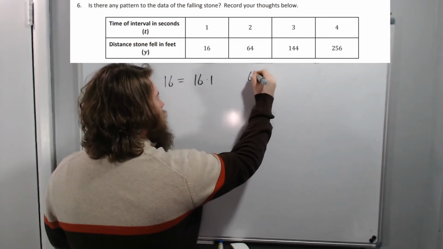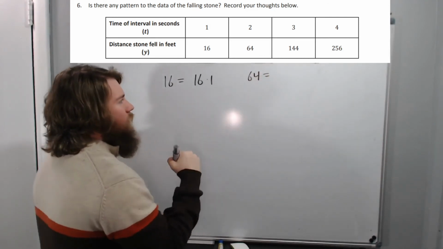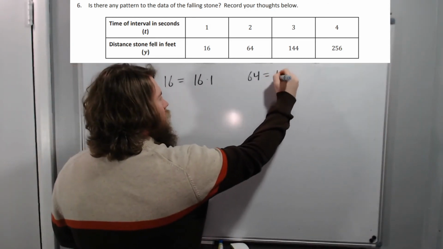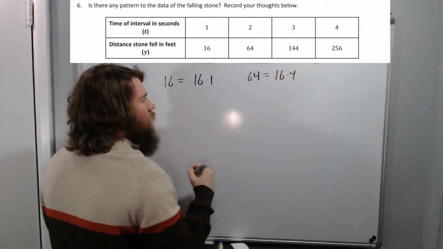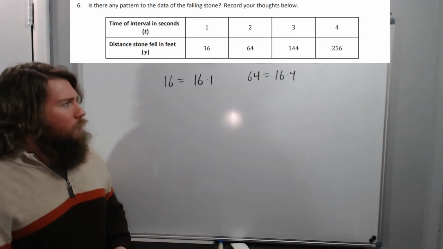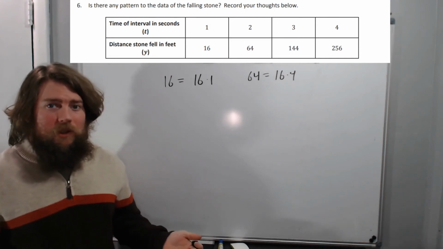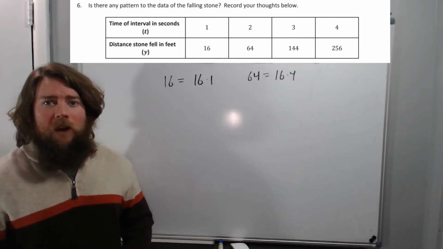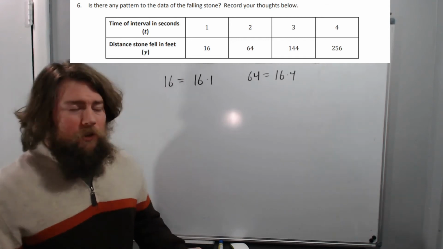Well, 64 also has a factor of 16. It's actually 16 times 4. So just kind of going off of that, I'm going to say, well, hey, maybe there's a 16 in all of them. I'm going to try and factor out a 16 of the other two.